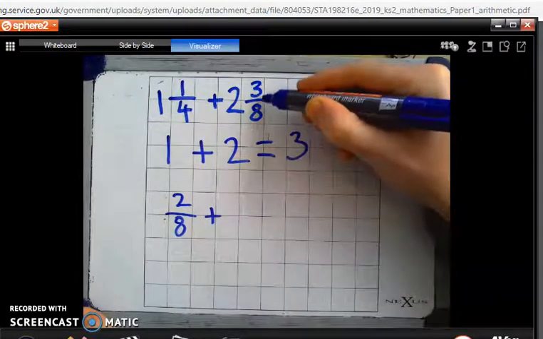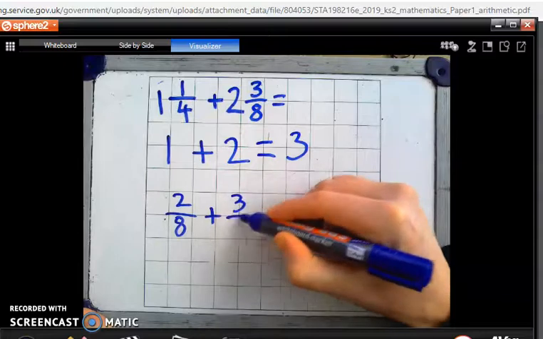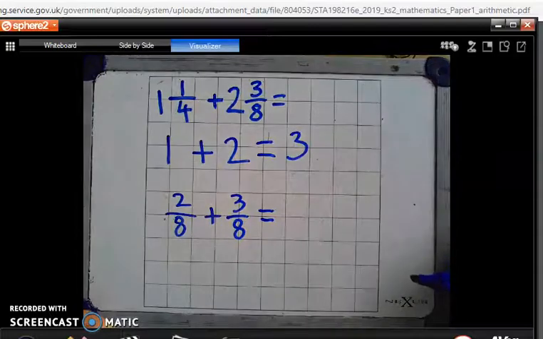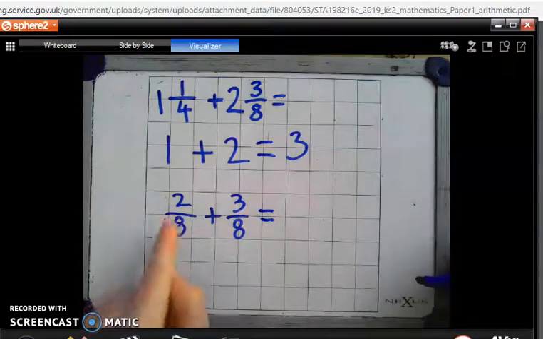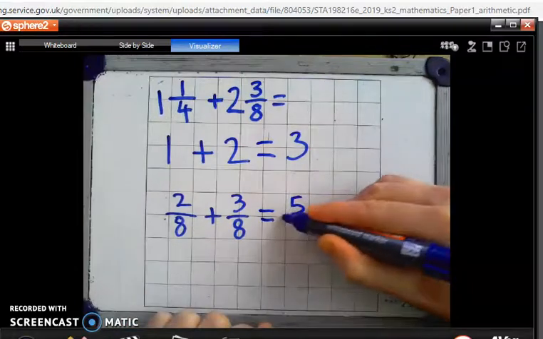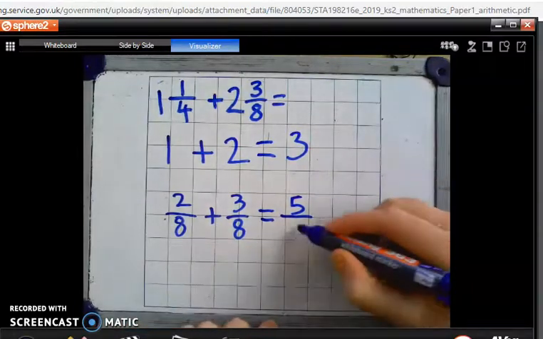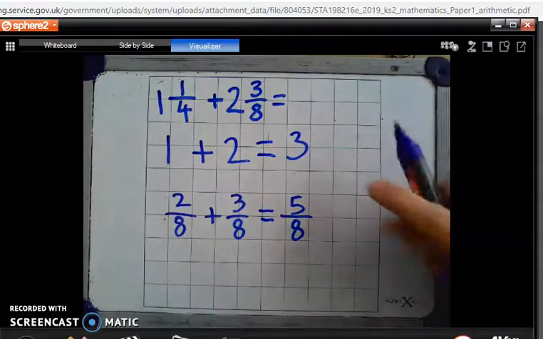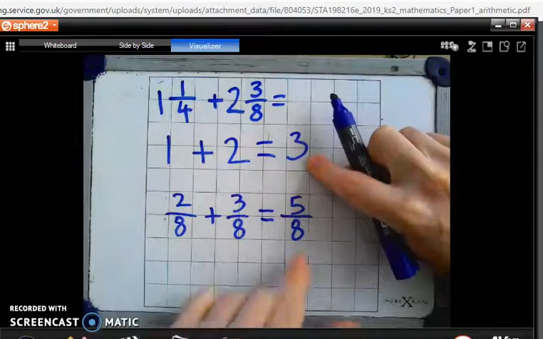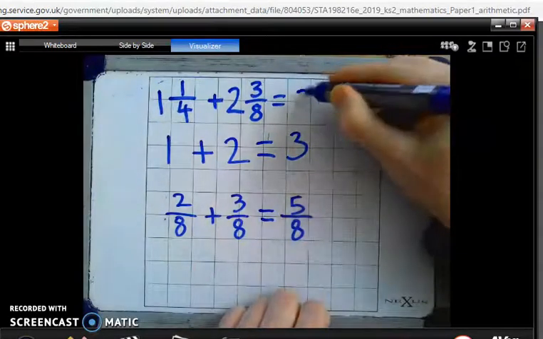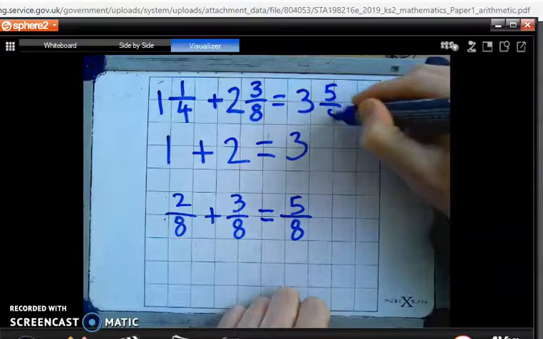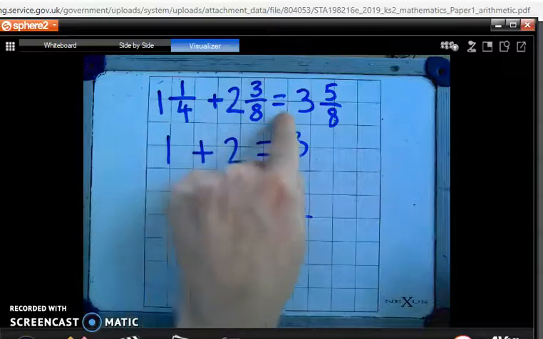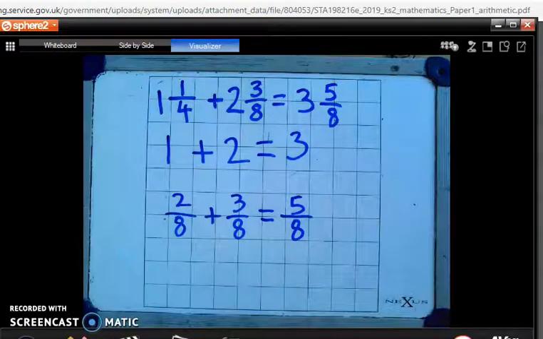Now the denominators are the same. We have a common denominator. The next step is to add the numerators. 2 plus 3 is 5. We do not add the denominators, 8. And that final step, step 5, was to show the whole number and the fraction together as our answer. 1 1/4 plus 2 3/8 is 3 5/8.